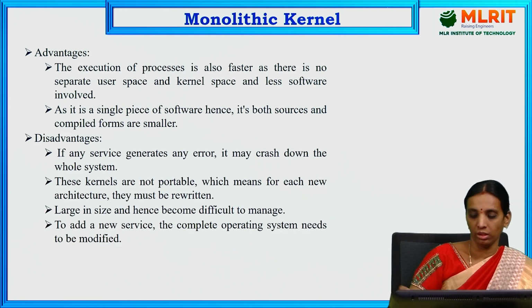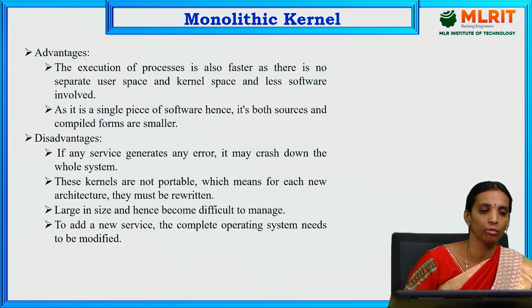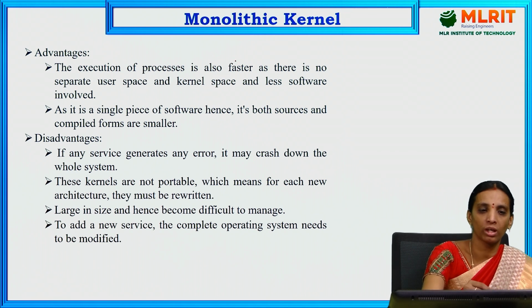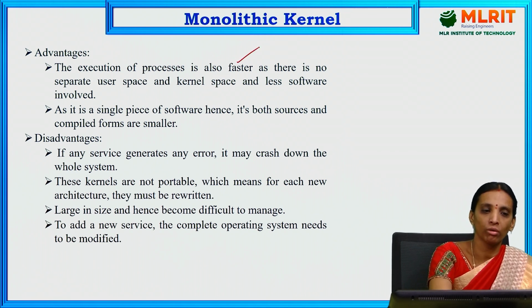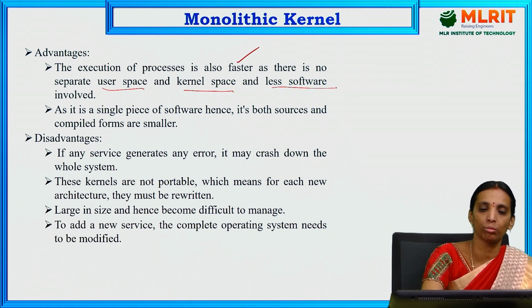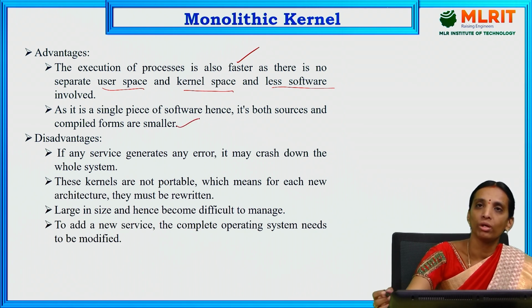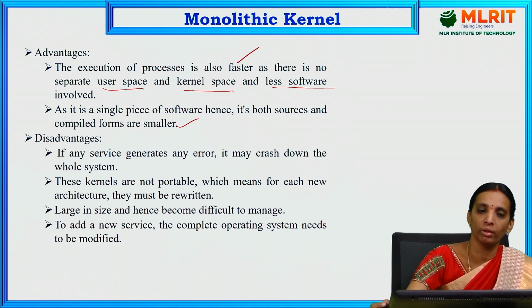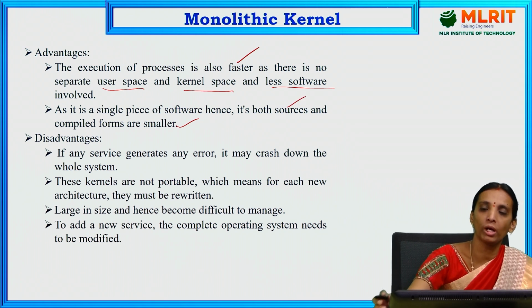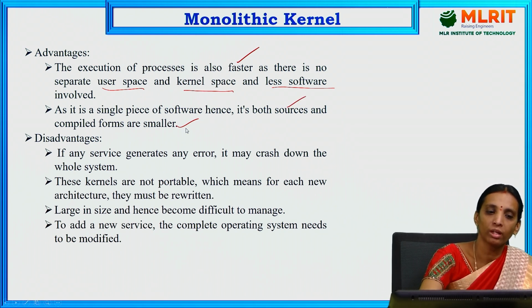Next, what are the advantages and disadvantages of monolithic kernel? The kernel execution process is faster because no separate space is used for user space and kernel space, and hence less software is involved. As it is a single piece of software, both source and compiled forms are smaller. Here we are using a single piece of software for both user space and kernel space, so both are compiled in the same memory, and therefore the memory requirement is smaller.